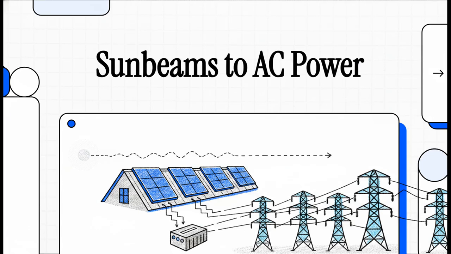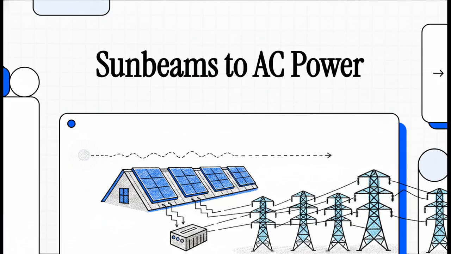Okay, think about this. Every single hour, the sun hits the Earth with enough energy to literally power our entire planet for a full year. Today, we're going on this absolutely incredible journey to see exactly how we capture that energy. We're going to trace the path from a microscopic singular photon traveling across the vacuum of space, all the way to the massive, pulsating utility grid that powers our modern world.